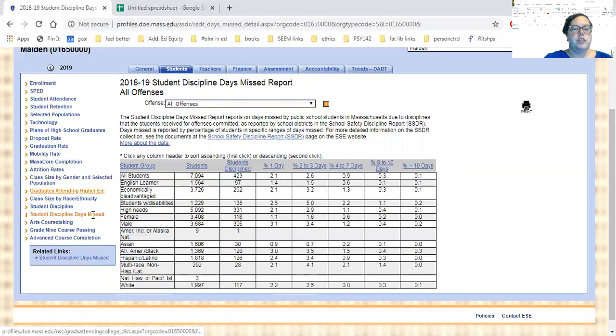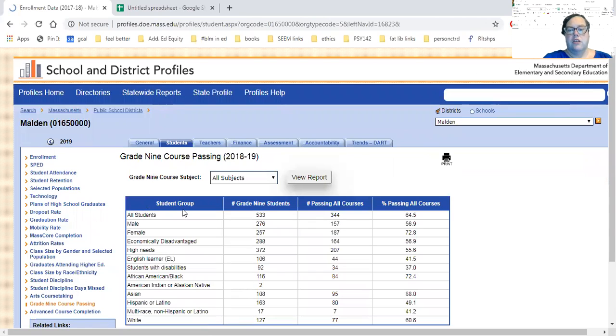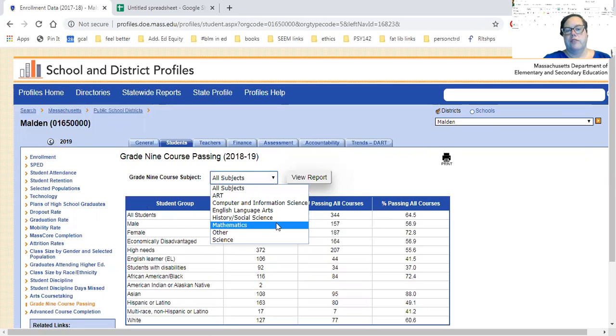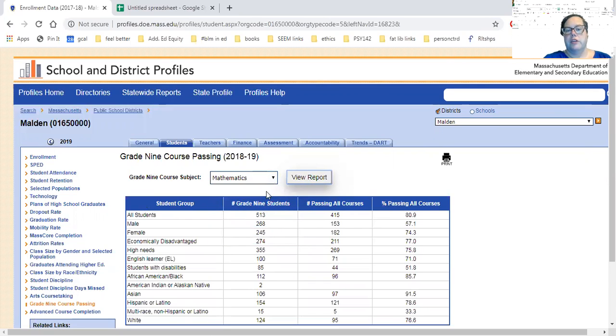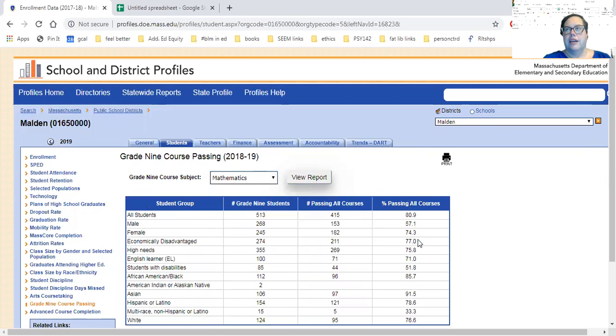Just a couple more I want to show you that could be valuable. Grade 9 course passing. This is a pretty quick report. You can also pull down, look at specific subjects. Are there any differences in math? View the report. It's just a quick thing that you can really look around at to see if there are real trends that you want to notice.